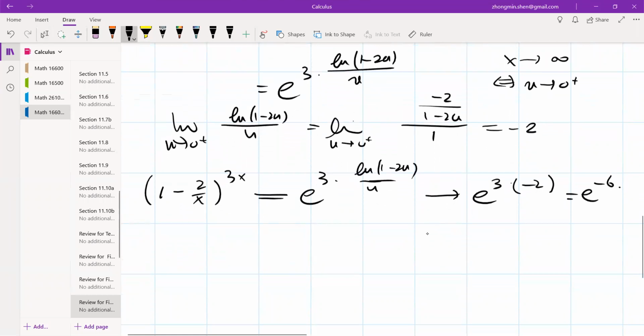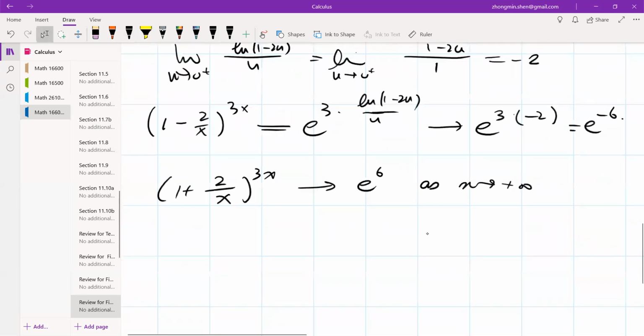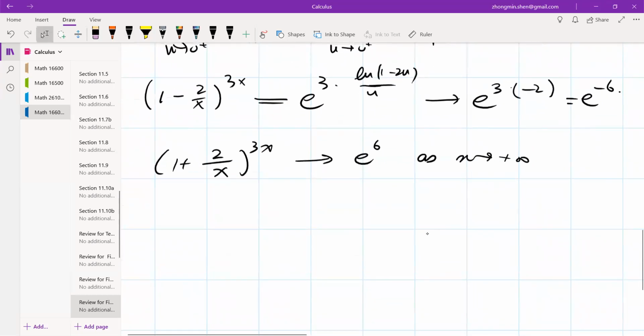Well, if I ask you to do this, I think the only difference is the limit is going to be e to the 6 as x approaches positive infinity. But you can do that without needing to use e here. You can write it in the following form: 1 plus 1 over u, where u equals x over 2.